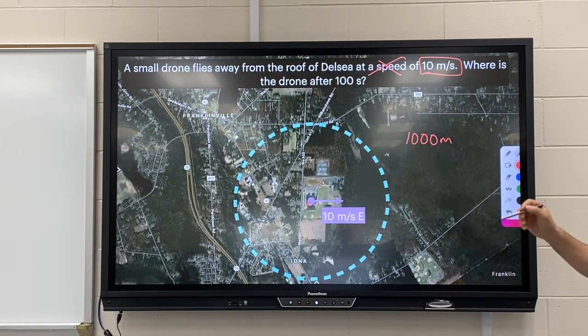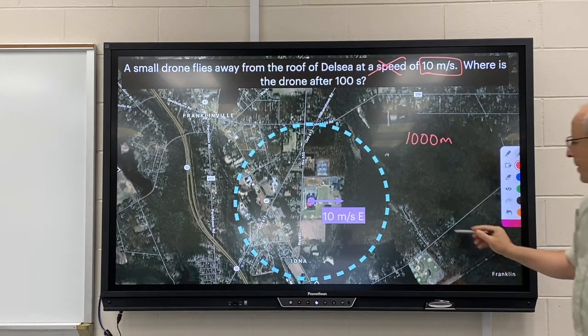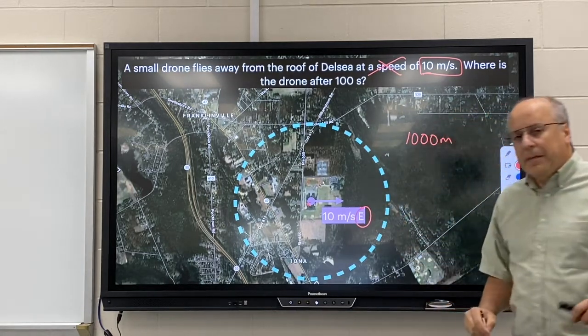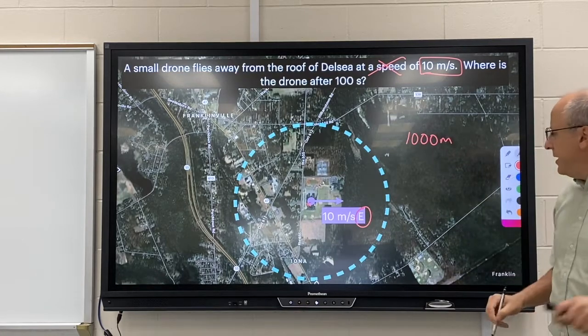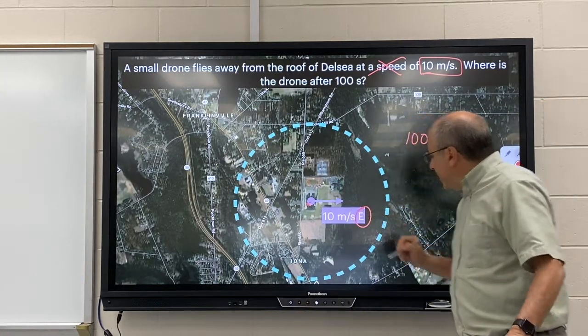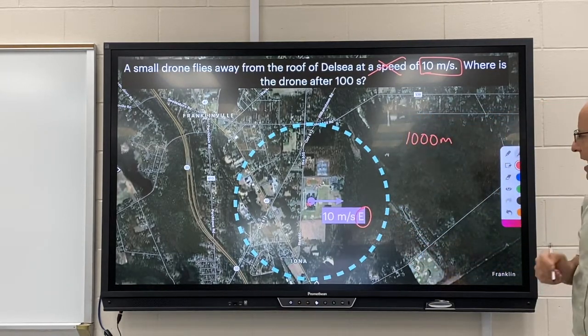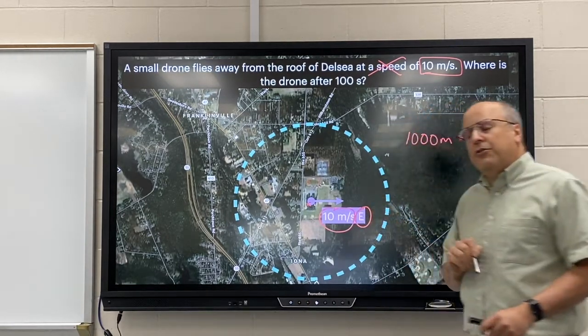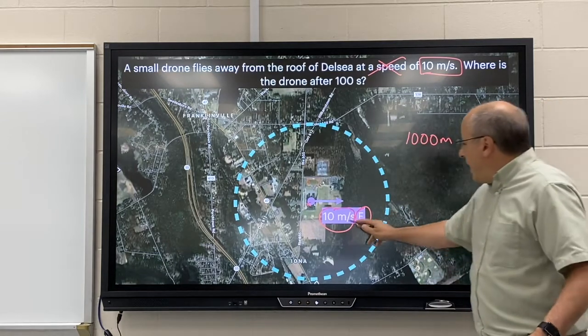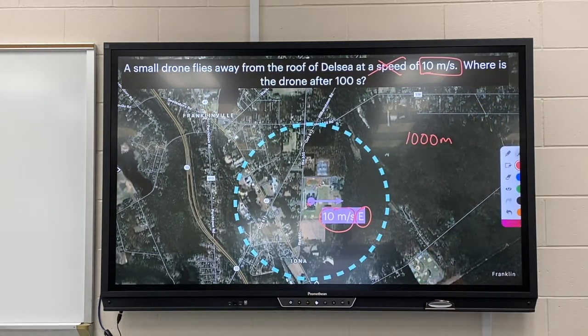10 meters per second east. By throwing the E on there, east, the direction, you've turned the speed into a velocity. And again, you can show it with an arrow. An arrow showing that it has both magnitude and direction. A size and a direction.